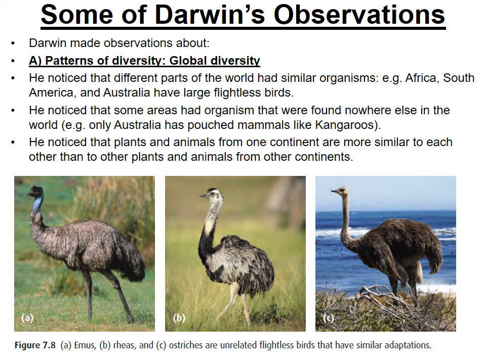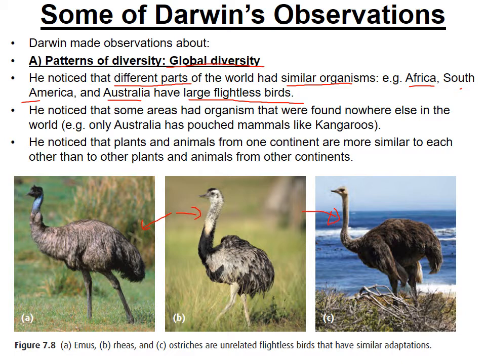So let's start off with the patterns of diversity observations at a global level. Darwin noticed that if he went to different parts of the world, they had similar organisms. When he went to Africa, South America, Australia, they all seemed to have large flightless birds. So these were all large flightless birds from different parts of the world. He noticed that there were some similarities there.